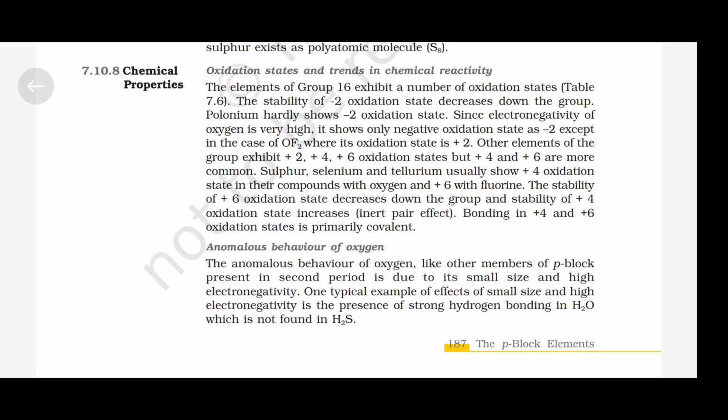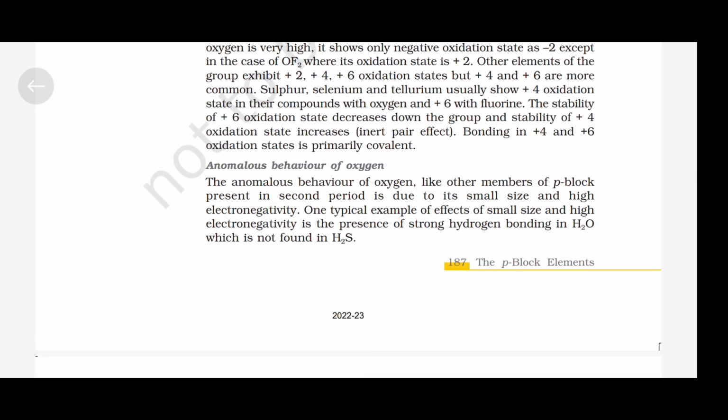The stability of +6 oxidation state decreases down the group and stability of +4 oxidation state increases. Inert pair effect. Bonding in +4 and +6 oxidation state is primarily covalent. Anomalous behavior of oxygen. The anomalous behavior of oxygen, like other members of P block present in the second period, is due to its small size and high electronegativity. One typical example of effects of small size and high electronegativity is the presence of strong hydrogen bonding in water, which is not found in H2S.